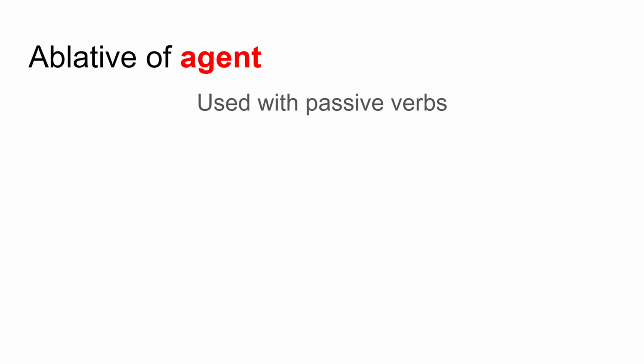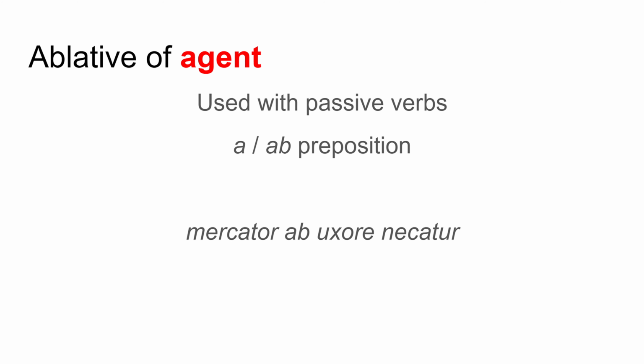It's used with passive verbs usually, and it has an a or an ab preposition. For example, mercator ab uxore necatur. Uxore is my ablative. Just before it, I have my ab preposition. Now, just the difference between a and ab. A is if the word following it begins with a consonant. Ab is if it begins with a vowel. Just nice and easy, but just keep that in mind. It could be a, could be ab. In this case, it's ab because I have uxore.